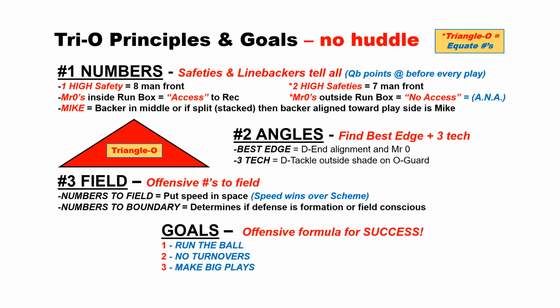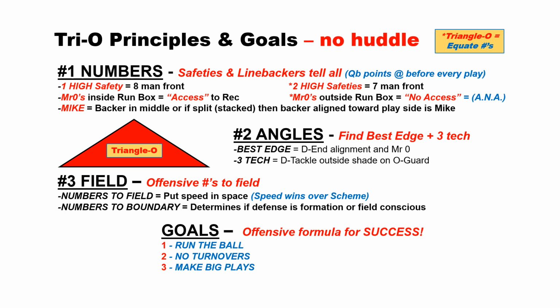Last, it's important to have consistent principles and goals for your program. With the Triangle-O system, we start with numbers, and then we go to blocking angles to set up our alignment for success. We're an outside-in team, so we always look for a best edge. And then third, we want to go ahead and put speed in space.